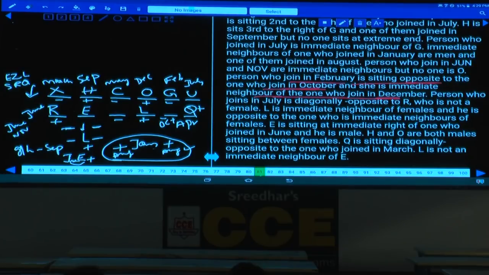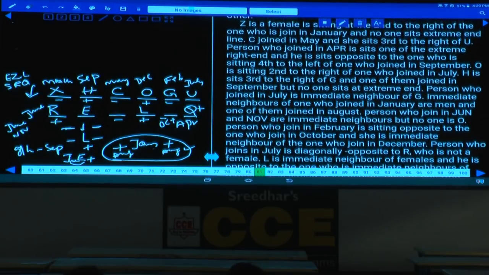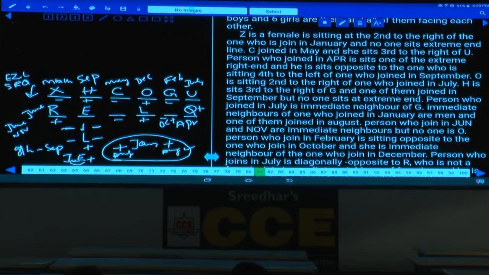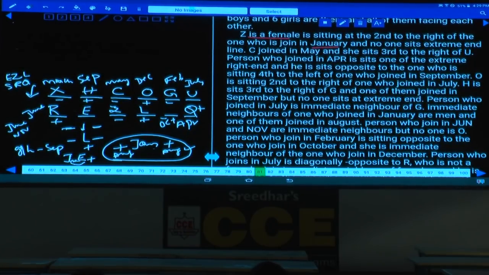Now let us go through the information once again. The final review. Z is a female seated second to the right of the one who joined in January. As Z is a female, tell me where can this Z be? Now Z cannot be at this place. Why? Because if Z is here, this person must be second to the right of Jan, but here this person will be second to the right of June, which is not possible. Hence Z cannot be here. As Z cannot be here, Z must be here.